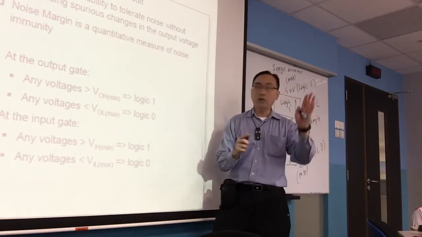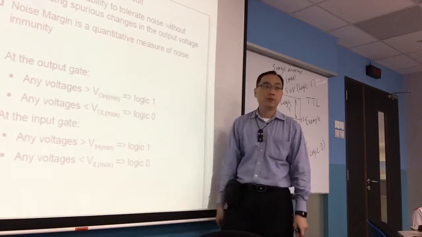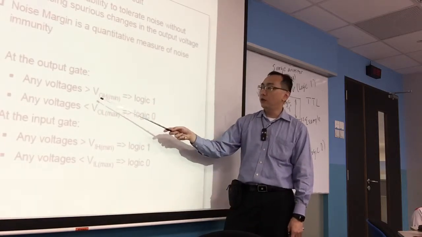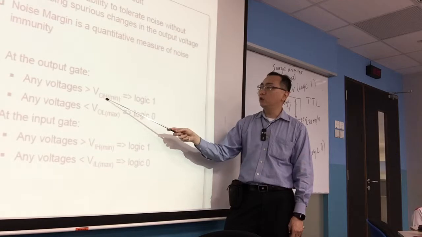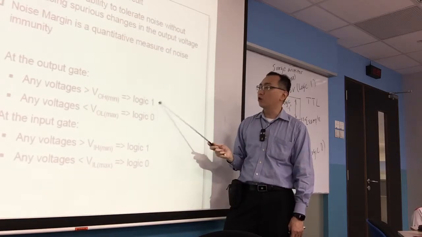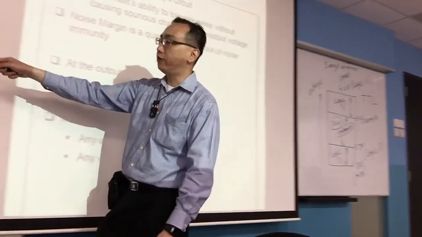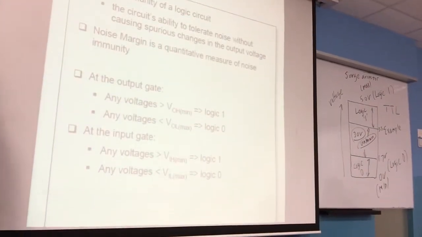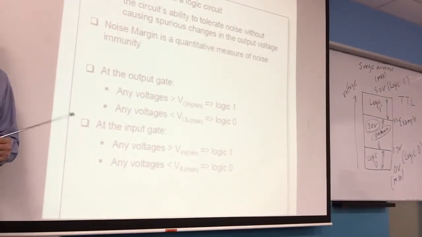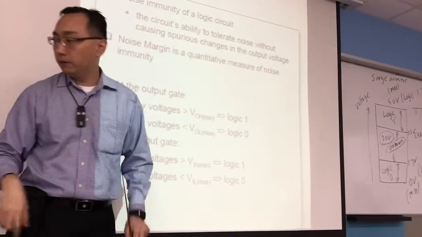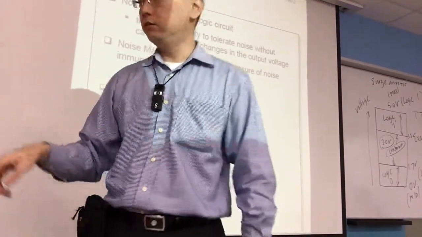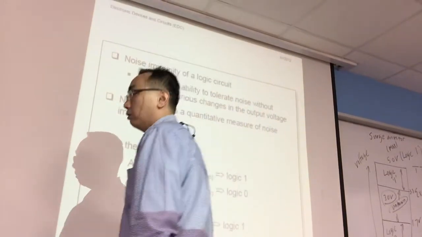Okay, so now we introduce the next thing. If you look at the output of the gate, any voltage greater than this VOH minimum is considered as logic 1. Now what does it mean? If you look at my diagram over here, you also have a figure in your table. Can you take a look at that figure?